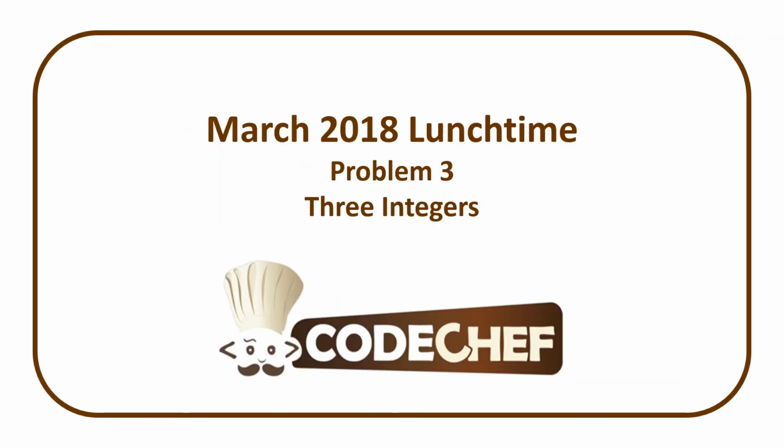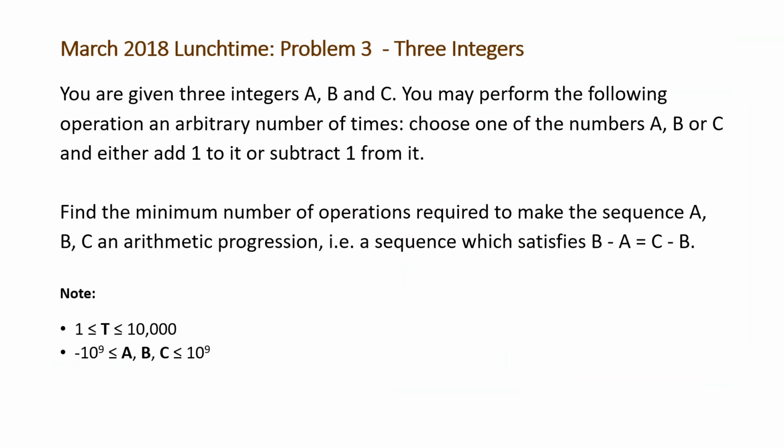The second problem we'll be covering today is problem 3 from the CodeChef March Lunchtime contest, entitled 3 Integers. The problem states you are given 3 integers a, b, and c. You may perform the following operation an arbitrary number of times. Choose one of the numbers a, b, or c, and either add 1 to it or subtract 1 from it. The question asks us to find the minimum number of operations required to make the sequence a, b, c an arithmetic progression. In other words, a sequence which satisfies b minus a equals c minus b. And note that t, the number of test cases we're given, is going to be less than 10,000.